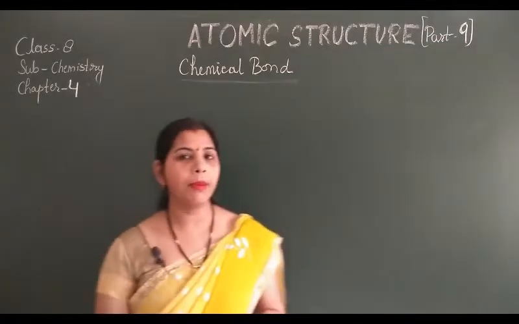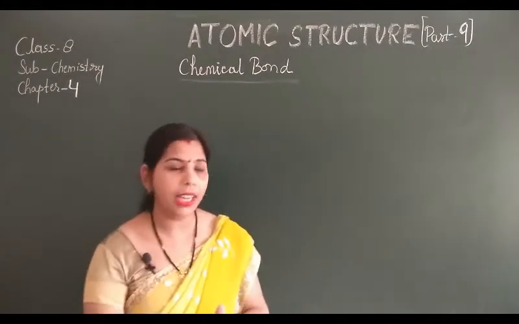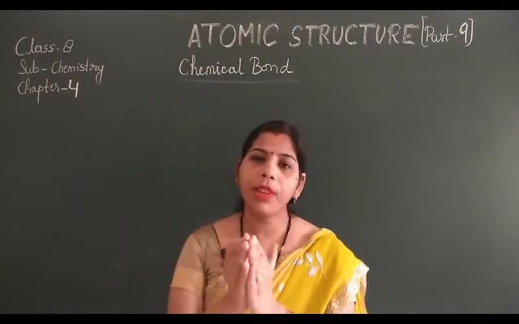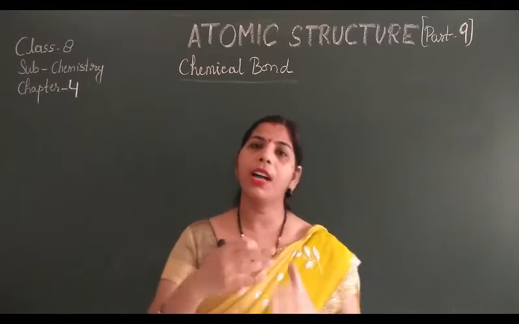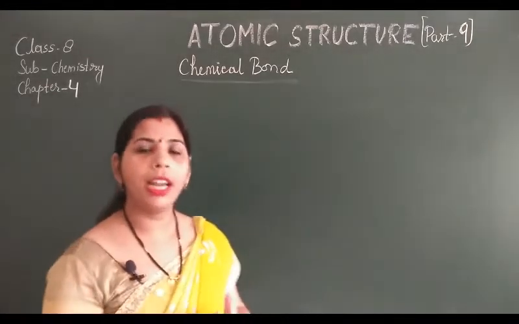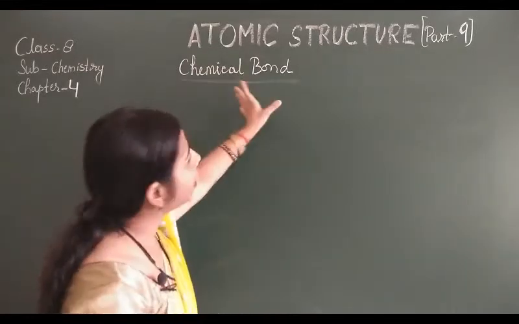But if some atoms do not have the complete octet, their last shell is not complete, so those atoms are eager to share their electrons. They are eager to meet with other atoms to complete their octet and to form stability. So that is related with the chemical bond.